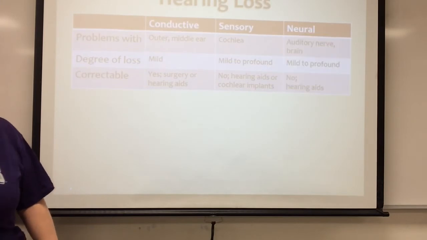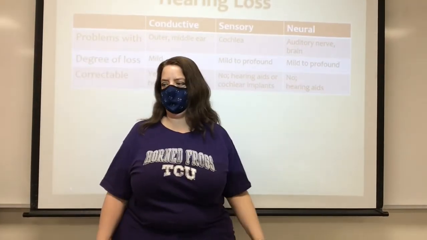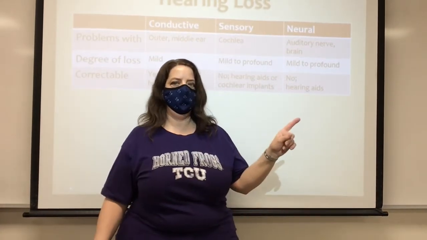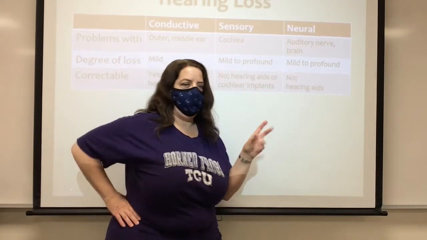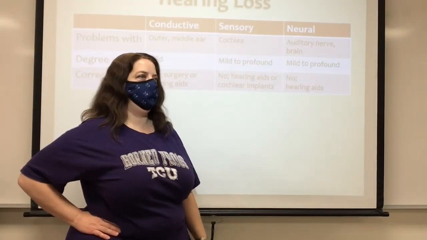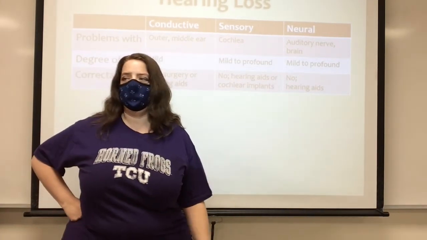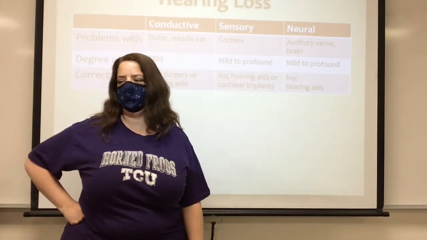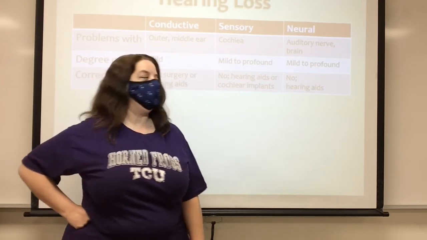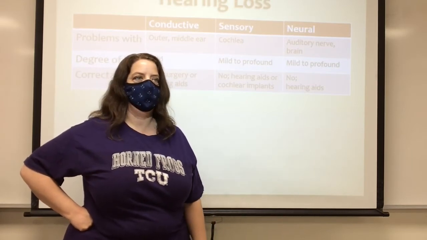And then a neural loss, that's a problem with either your auditory nerve or your brain. Like I said, the nerve that sends it from the cochlea to your brain, or the brain itself if you had a head trauma. Again, that can be mild or profound, anything in between. And no, that's not really correctable. There's nothing we can do. We can't give you a new brain. Hearing aids may or may not work, but that's about all we can do.